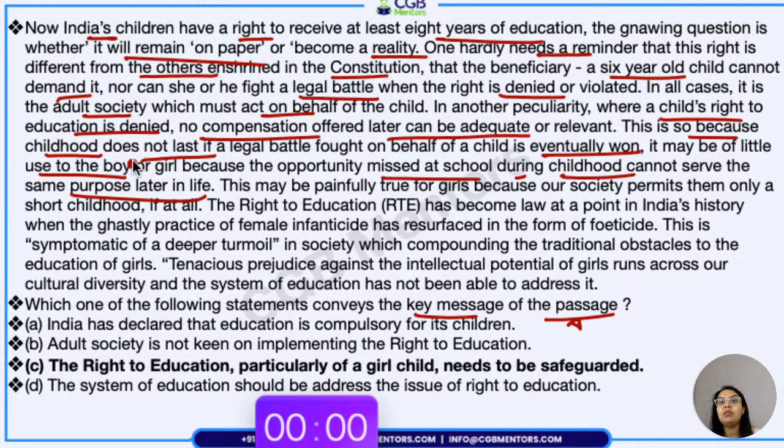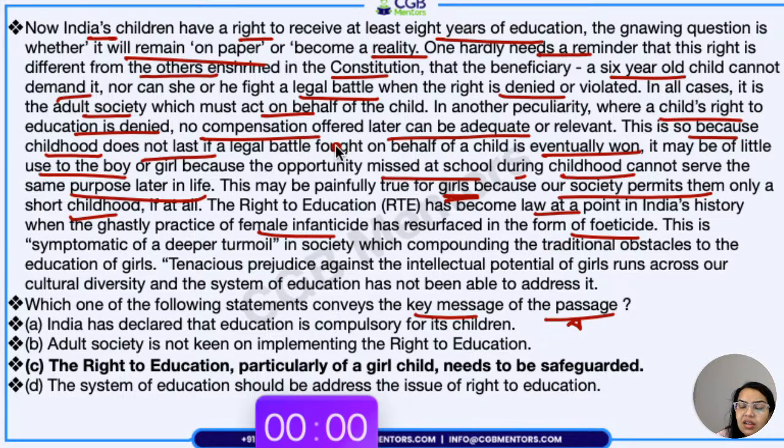So here time is also very important. If we miss out on that, even if there is a legal battle, it keeps on going and ultimately you win, it's of no use because that childhood cannot come back where a person was supposed to get education. So we see a lot of complexity and challenges with this right. This may be painfully true for girls because society permits them only a short childhood. The right to education has become law at a point in India's history when the ghastly practice of female infanticide has resurfaced in the form of feticide.